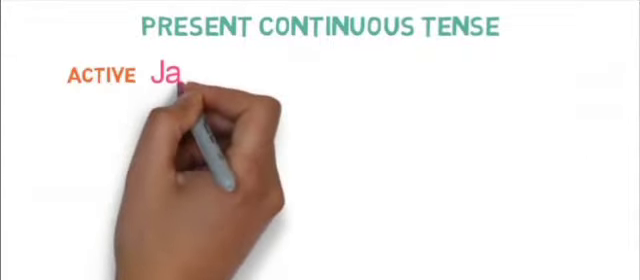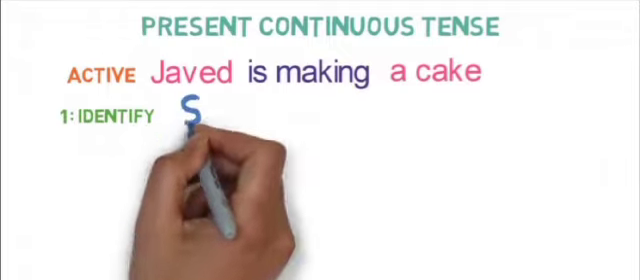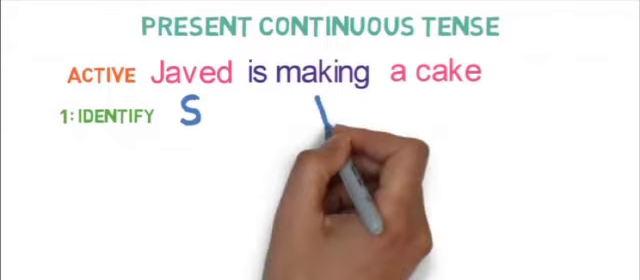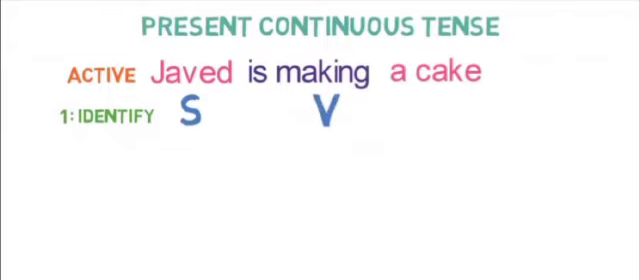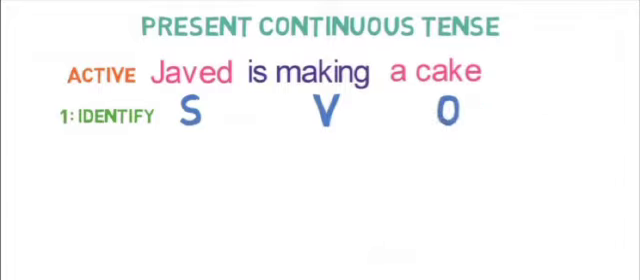Now present continuous tense, in active voice: Javed is making a cake. First step, identify the subject, object and verb. Javed is the subject, is making is the verb, and a cake is the object.